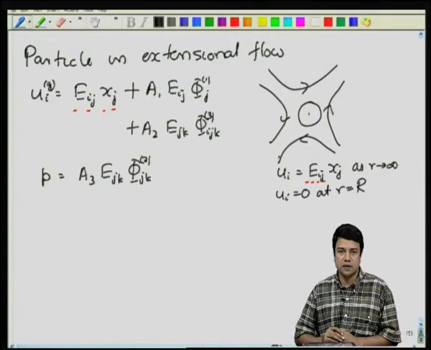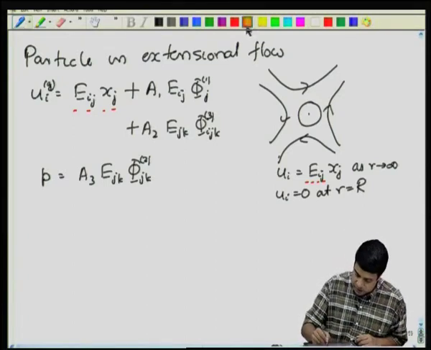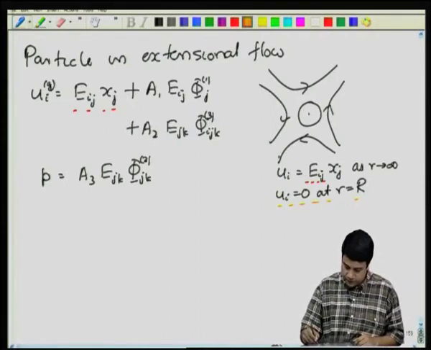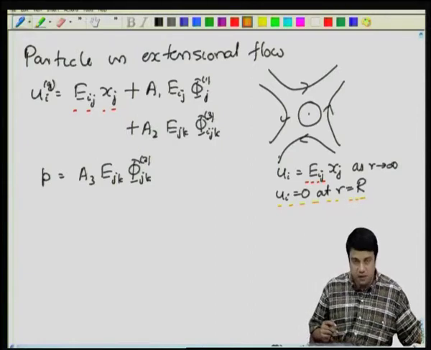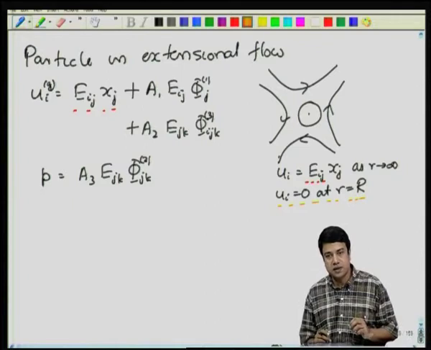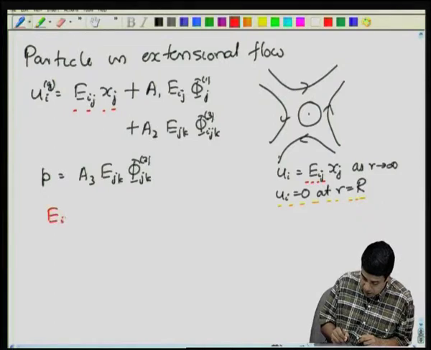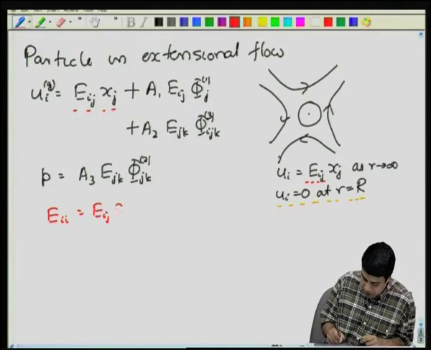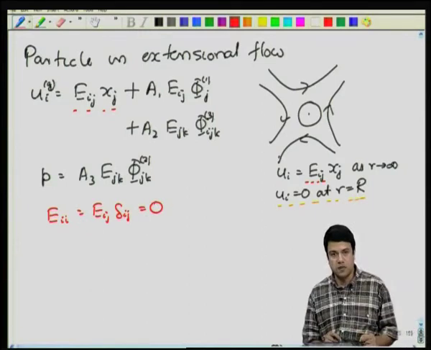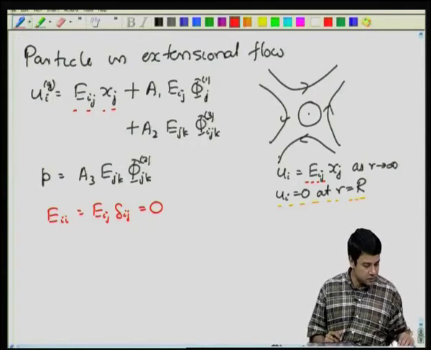And then you have to determine constants A1, A2 and A3 from the incompressibility condition, divergence of velocity equal to 0, as well as these boundary conditions here. I will not go into the details of how that calculation is done. The only thing I would note is that since this is a symmetric traceless rate of deformation tensor, I can use the fact that Eii, that is E11 plus E22 plus E33, which is equal to Eij times delta ij, has to be equal to 0. That is a simplification that can be used, and once you use it you will get a solution for the velocity field.